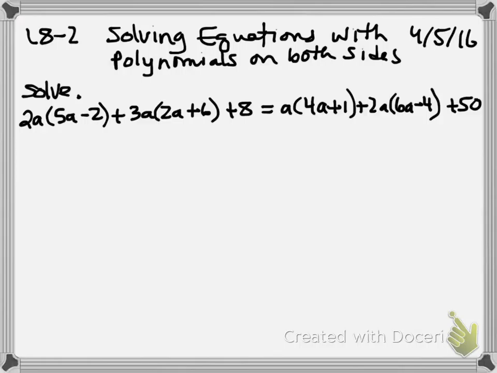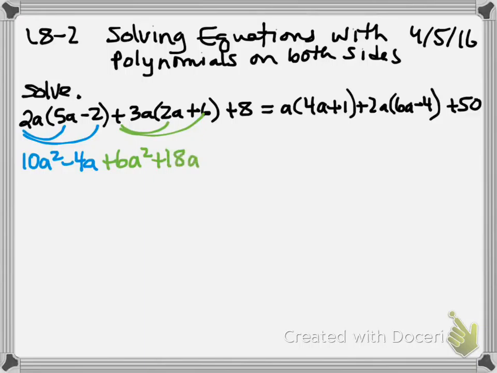So we're going to start. 2a times 5a. Well, 2 times 5 is 10. A times a is a squared. 2a times negative 2. Signs are different. 2 times negative 2 is negative 4, and then there's the a. Next, I'm going to distribute a positive 3a. Positive 3a times positive 2a is a positive 6a squared. Positive 3a times a 6 is a positive 18a. And then there's an 8.